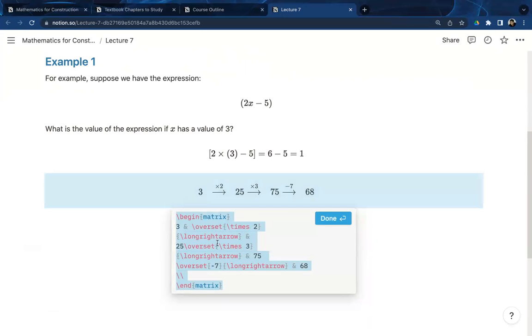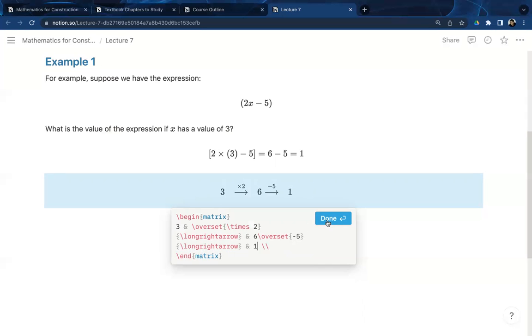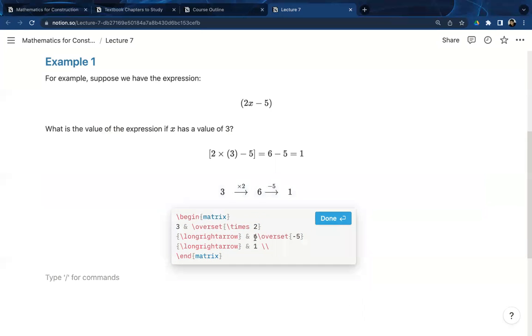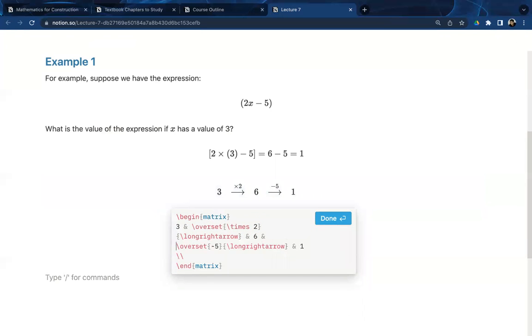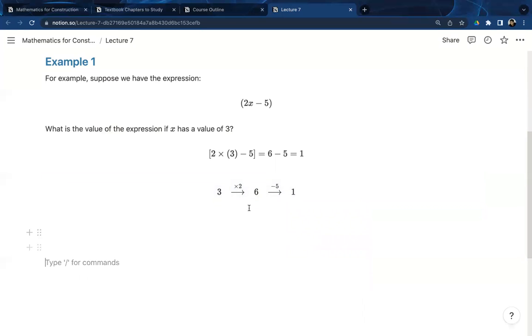To get 6, right? And then once I get 6, I need to subtract 5. When I do that, I will get 1. Okay, so this is a sequence diagram here that tells you the order of operations, right? So from 3, multiply by 2 to get 6, and then you subtract 5 to get 1.